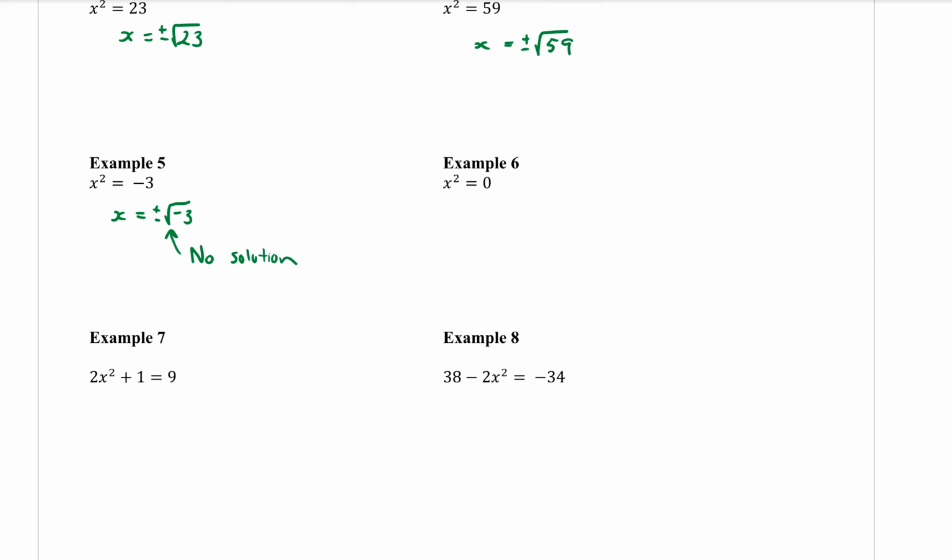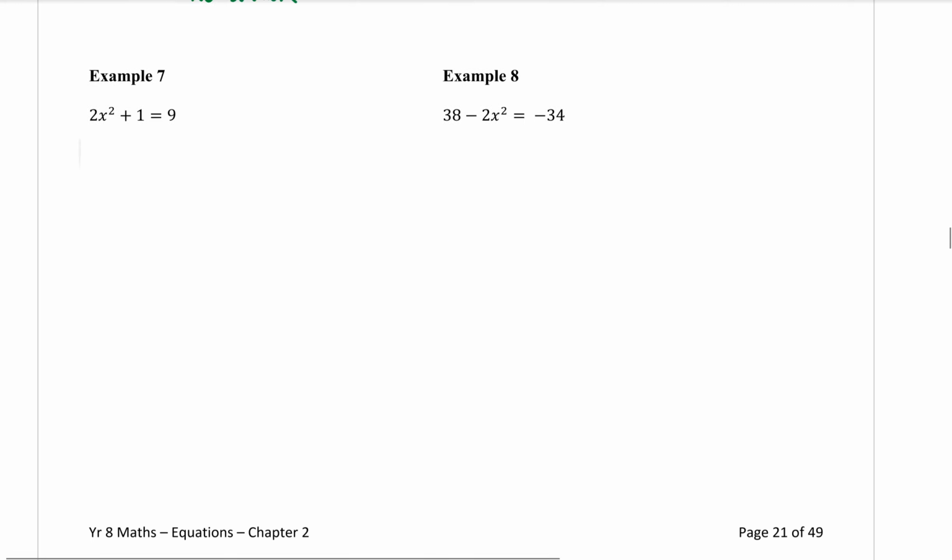All right. Question 6. To get rid of the squared, I'm going to square root 0. What is the square root of 0? 0. Now, can you have a plus 0 and a minus 0? No. You would just say that that is x equals 0. You don't have positive and negative 0. Just 0.